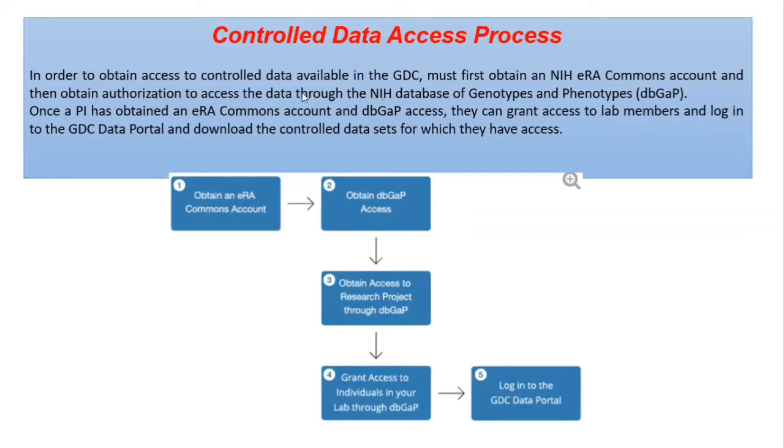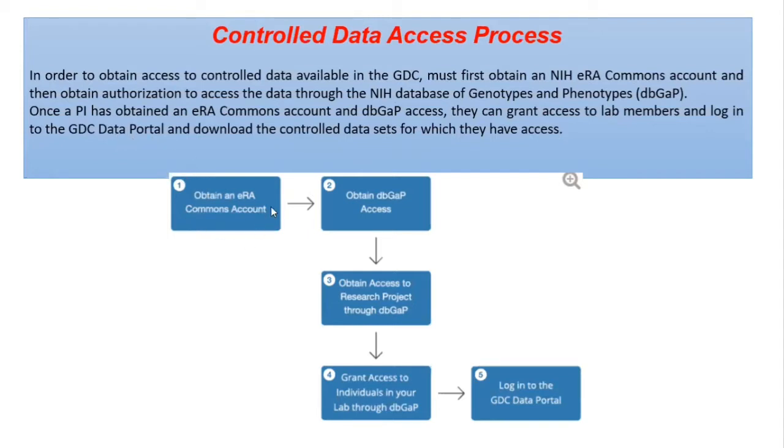Or we can also create an account by using the NIH database of Genotypes and Phenotypes. So if you go to the particular database, you can create your account, and after creating your account, you can get a token after accessing your particular account. Only after getting that token can you download the controlled access data by using this data transfer tool.